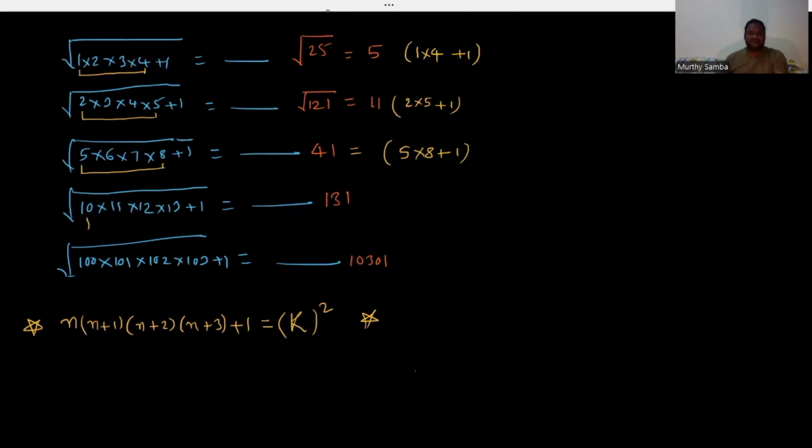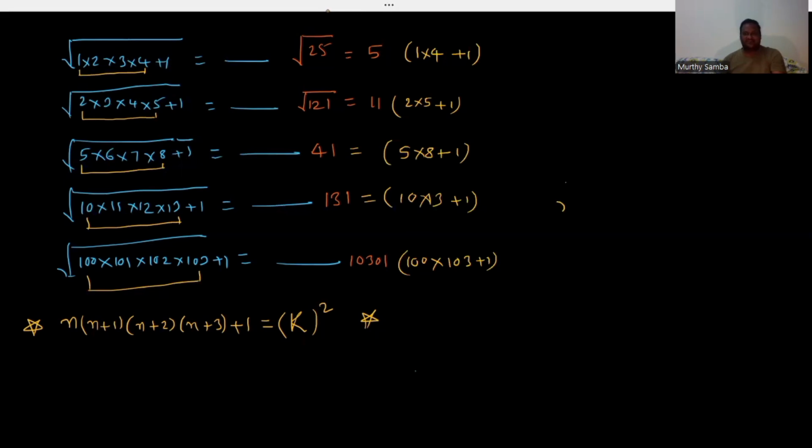You can try for this also. Multiply first number and last number in this product. What do you get? 10 times 13 is 130 and then add 1. So even for this also. And then what? This is 100 multiplied by 103 plus 1, which is going to be 10301. It's a very simple logic to find out the value of these numbers, right?